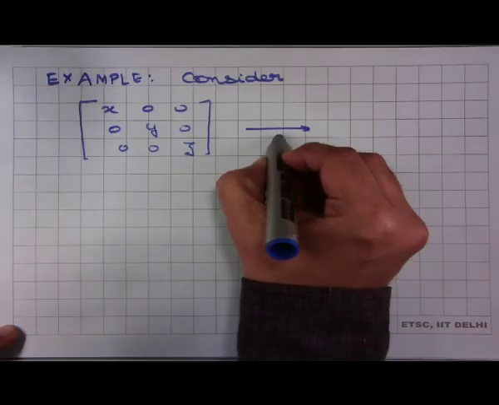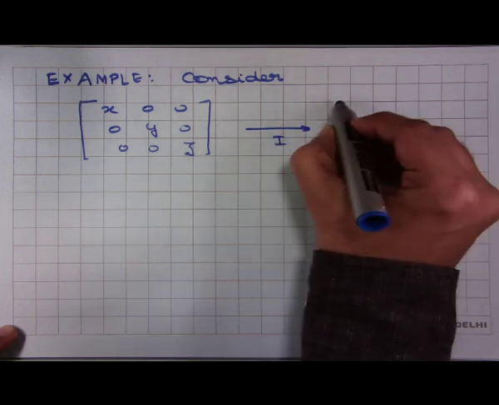So, if I can multiply x by 1 by x, y by 1 by y and z by 1 by z, and that will only work if each of them is not 0, then it is possible I can get an identity. And how will I do that? Well, I can do that if I have another diagonal matrix with entries 1 by x, 1 by y, 1 by z.